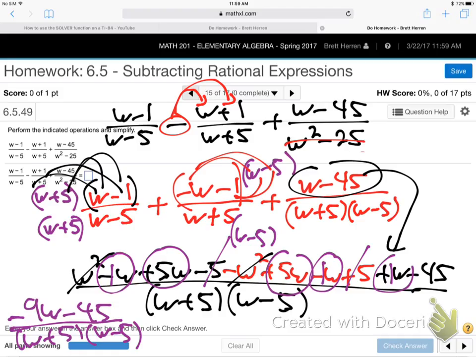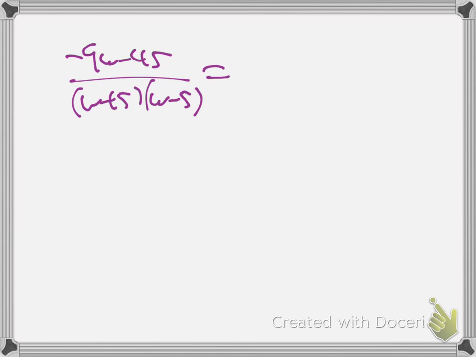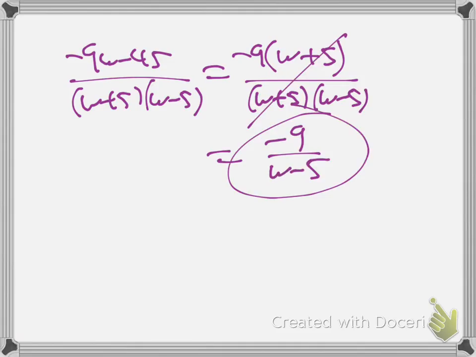I'm going to go to a fresh screen here. Minus 9W minus 45. Because I'm actually not done, if you can believe it. Still not done. Negative 9. Is everybody good there? Everybody got that copy down? Now, how do you finish this? Take out a 9. Cancel. There we go. That was something.